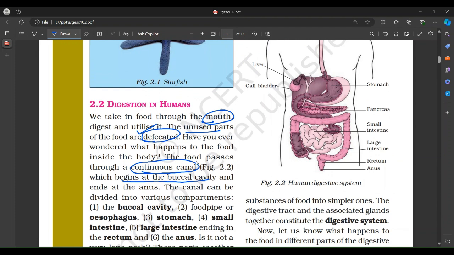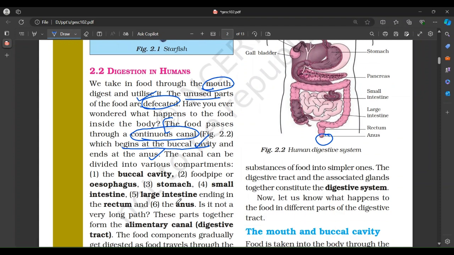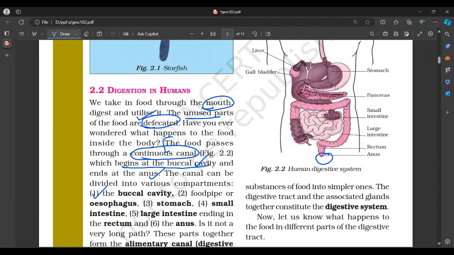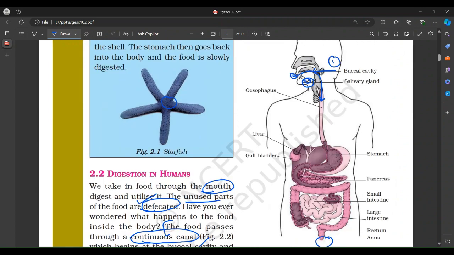First of all, the food passes through a continuous canal which begins at the buccal cavity and ends at the anus. This is the end point. Now let's understand the various organs involved in the digestive system. It starts from the buccal cavity, that is the first one. The second one is the food pipe or esophagus.